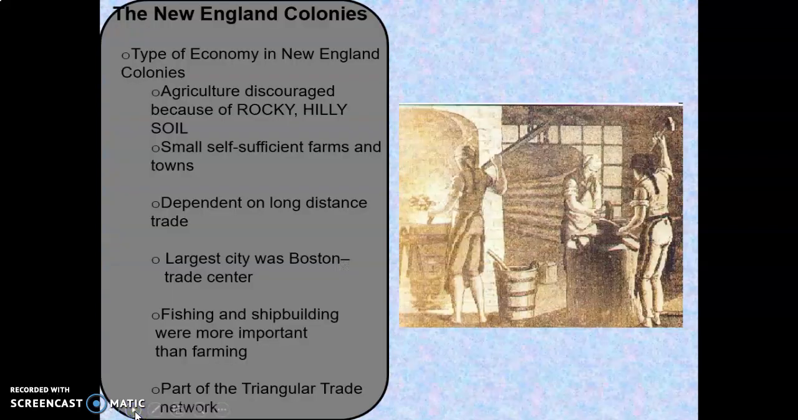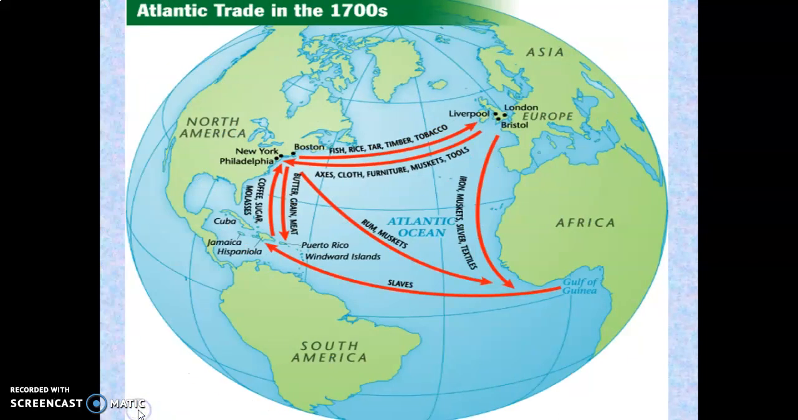The New England Colonies, the type of economy they have. Agriculture is discouraged because of the rocky, hilly soil. There are some self-sufficient farms and towns around, but mainly New England's going to be dependent on long-distance trade. The largest city, of course, was Boston. Fishing and shipbuilding were more important than farming, and they were part of the triangular trade network.